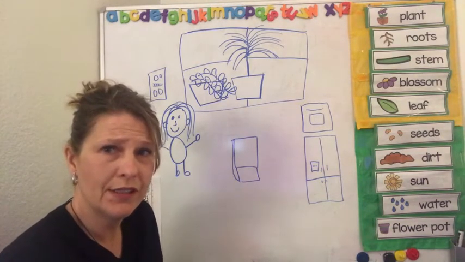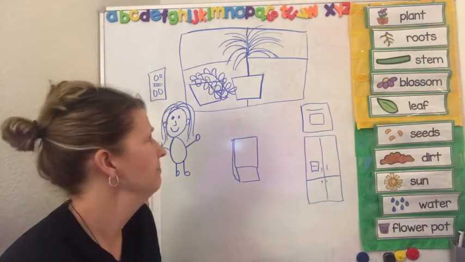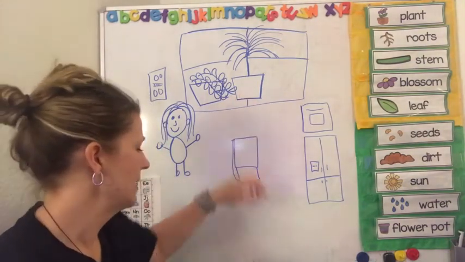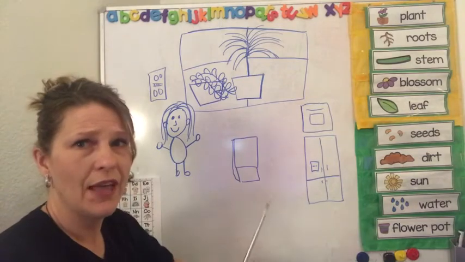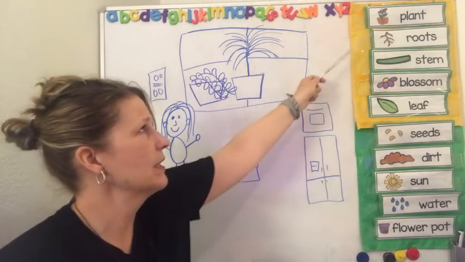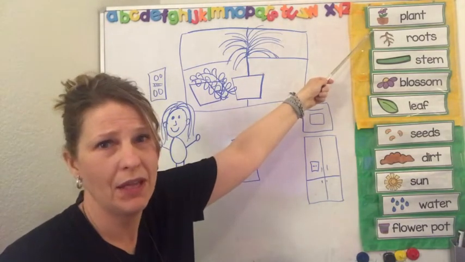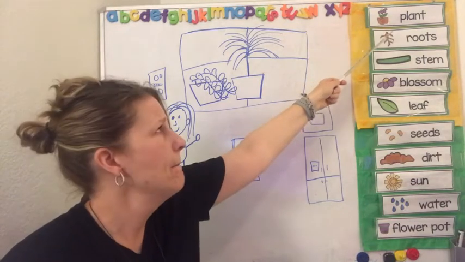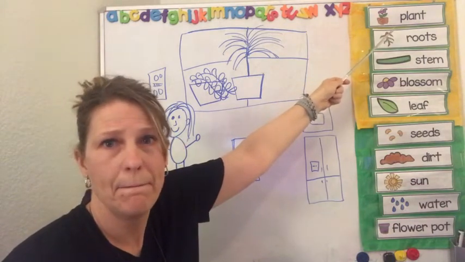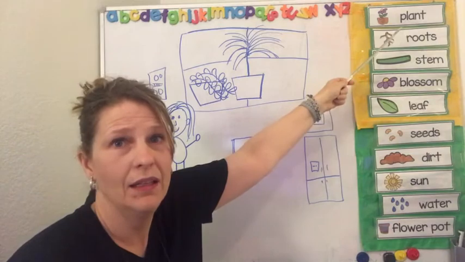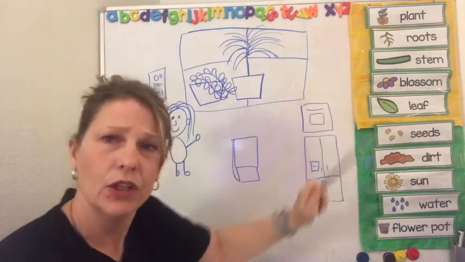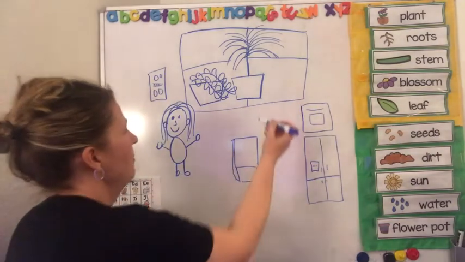So the first label that I want to do, I think I'm going to do plants. And I remember that the word plant is one of the words I have for my vocabulary. So plant, and I see, tell me the letters that you see. P-L-A-N-T. You're right, we see plant. So I'm going to write plant.